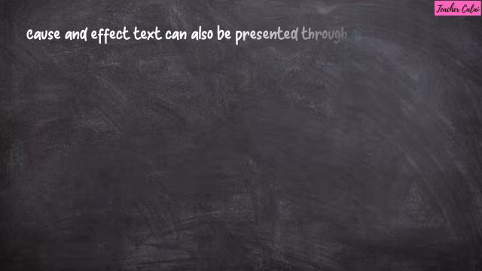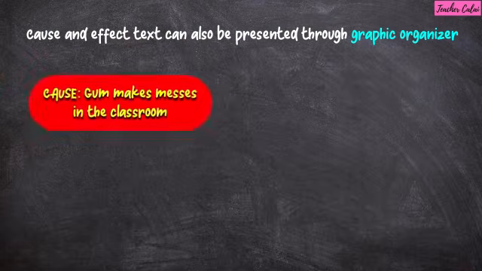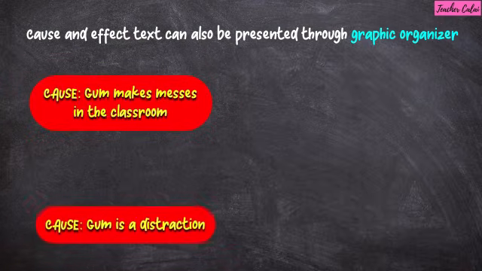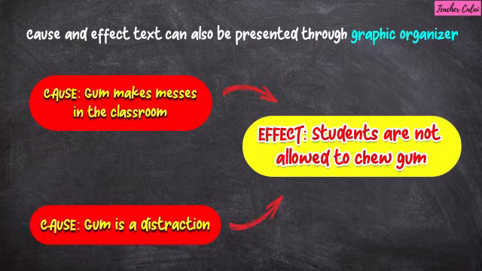Cause and effect text can also be presented through a graphic organizer, just like this one. Gum makes messes in the classroom and is also a cause of distraction. And these are the reasons why students are not allowed to chew gum.